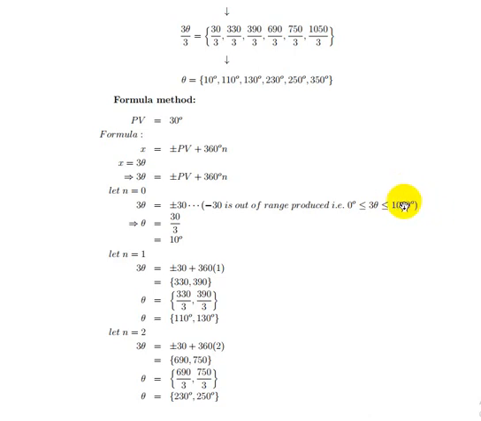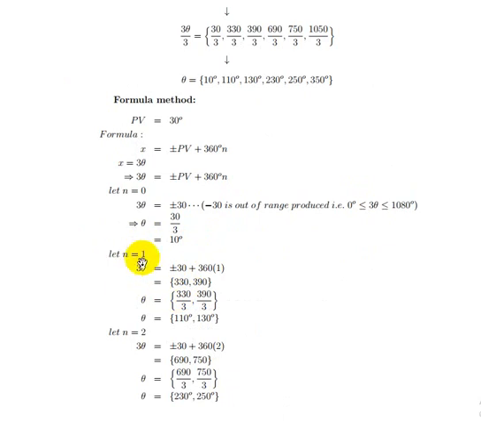So this you can consider it's not in the range of this one. So you have theta now, it's going to be equal to 30 over 3. I'm going to have 10, but negative theta 30 is not in this range. Now you come back to let n equal 1.